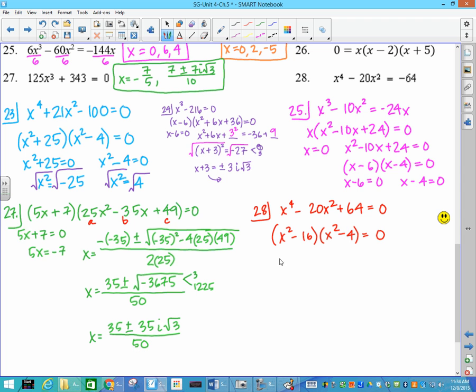Set each factor equal to 0. x squared equals 16. x squared equals 4. So I'm going to write it up here so I can be done. I'm taking the square root of both sides, y'all. I don't have any negatives in here, so there will not be any i that you have to worry about. So x equals plus or minus 4, and x equals plus or minus 2. And we are good, and I'm just over 46 minutes there.